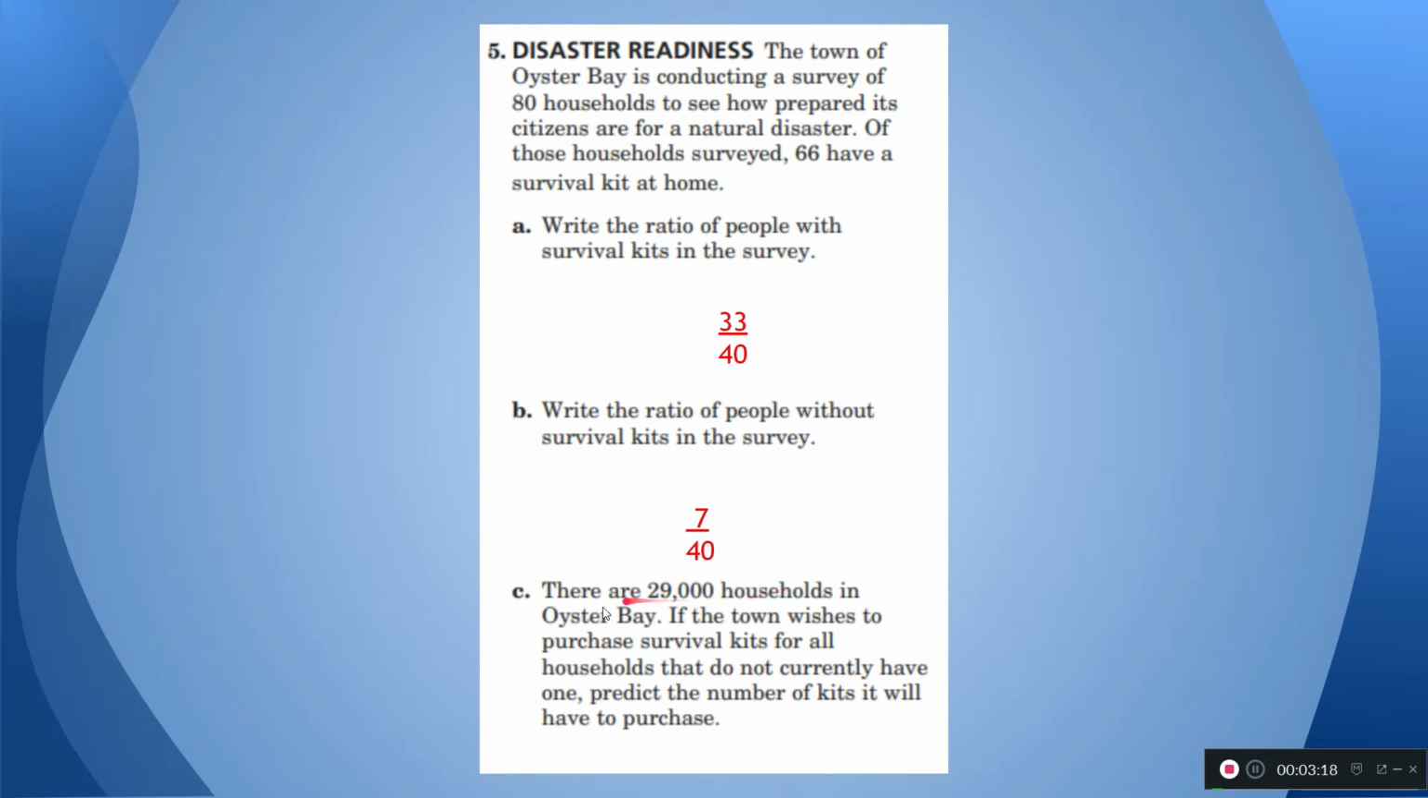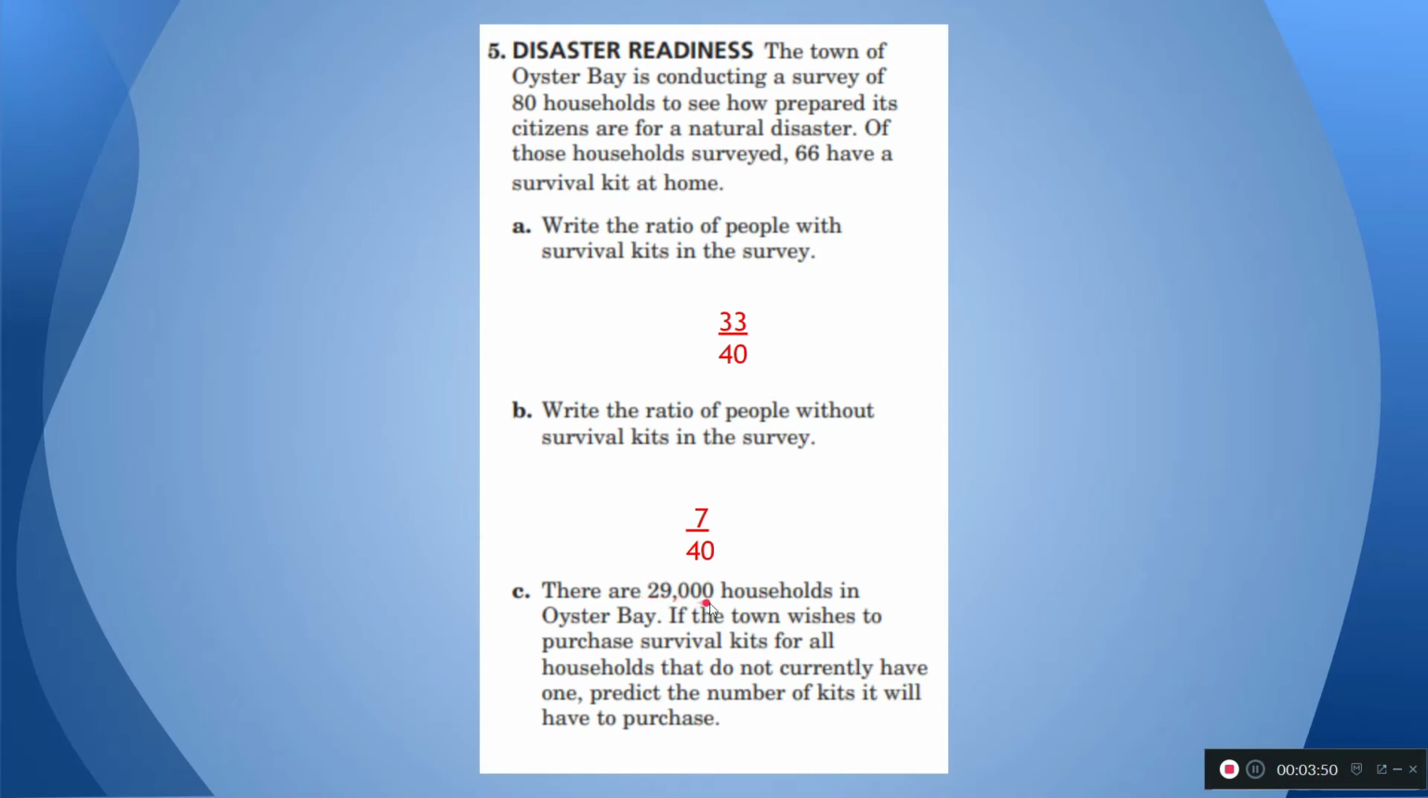What about C? It says that there are 29,000 households in Oyster Bay. If the town wishes to purchase survival kits for all households that do not currently have one, predict the number of kits it will have to purchase. So this time we're changing up the total number. Remember, this is just a rate. This is a unit ratio that we figured out that we can now use to determine what happens if we have a large number. Remember all the way back in video number 1, we talked about unit ratio. We talked about the apples or the candies.